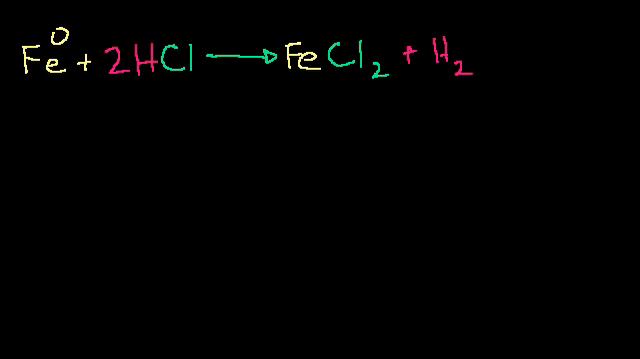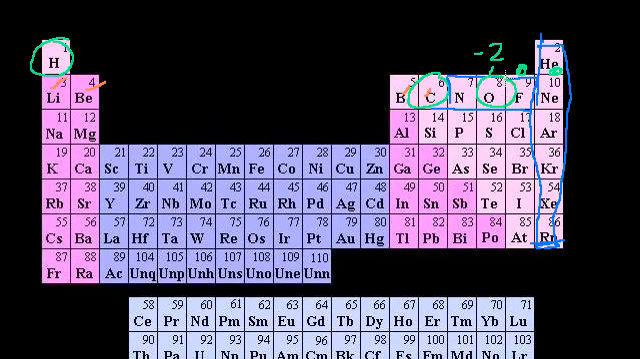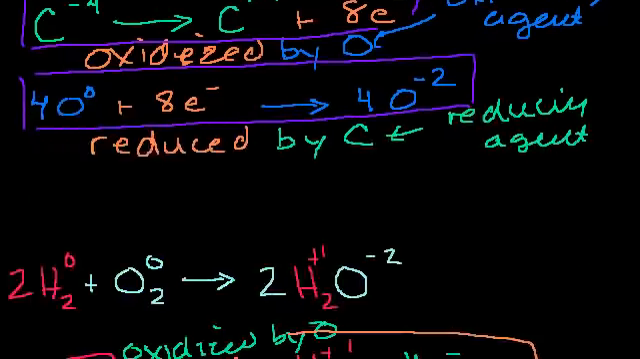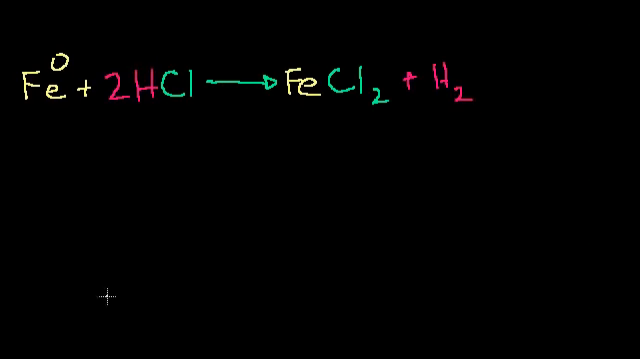Hydrogen with chloride. Chloride's a halogen. Halogens love to take electrons. They love to take 1 electron. They typically have a -1 oxidation state. So the chlorine is going to have -1. The hydrogen is going to be +1. Add them together, you get a neutral compound. Fair enough.